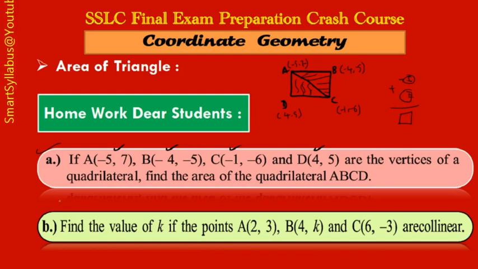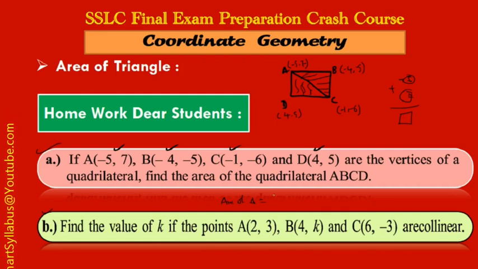So this is A. Now the second sum, that's B. Find the value of K if the points 2, 3, B, 4, K and 6, 3 are collinear. It is already said, students, that these 3 points are collinear. So you must take the area of the triangle, whatever the formula is that you write. Now since these are collinear, the area of the triangle is 0. That is equal to half. Let's substitute the remaining values as it is. Automatically we will get the value of K. Try both the sums and do mention the answer in the comment section. I'll be waiting for the answer.